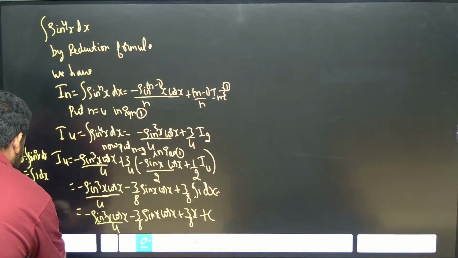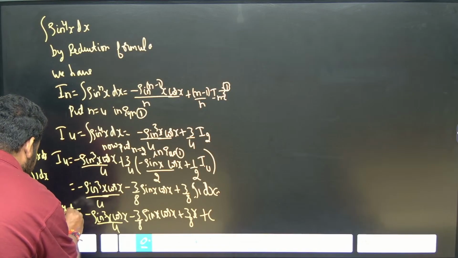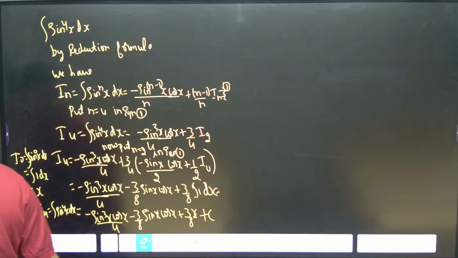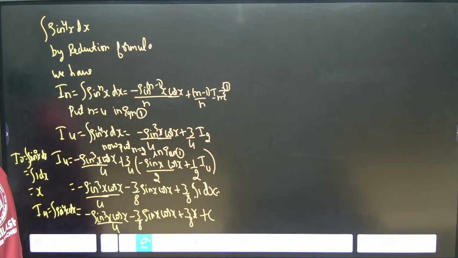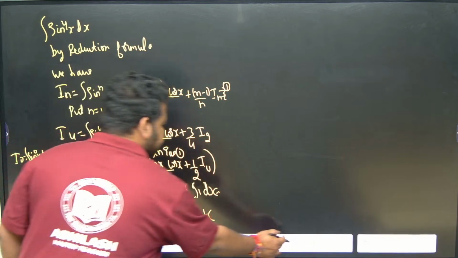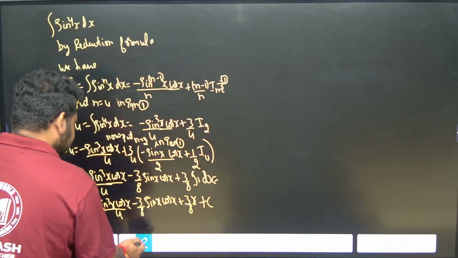I4 is equal to the integral of sin power 4 x dx. This is the final answer to this question, friends: sin cube x cos x by 4 minus 3 by 8 sin x cos x, plus 3 by 8 x plus c. Clear? This is the way we solve this question.